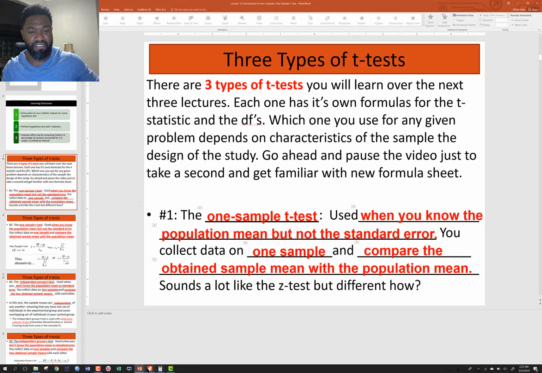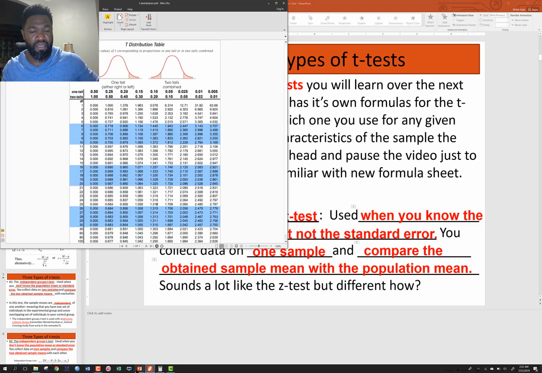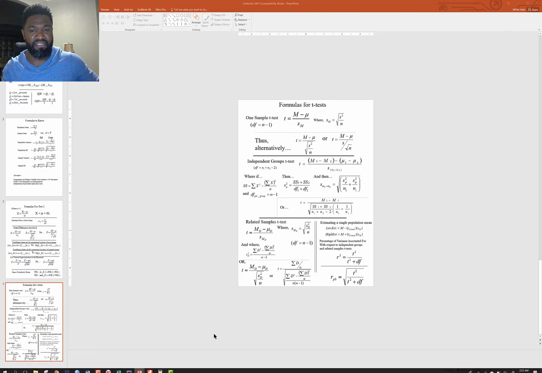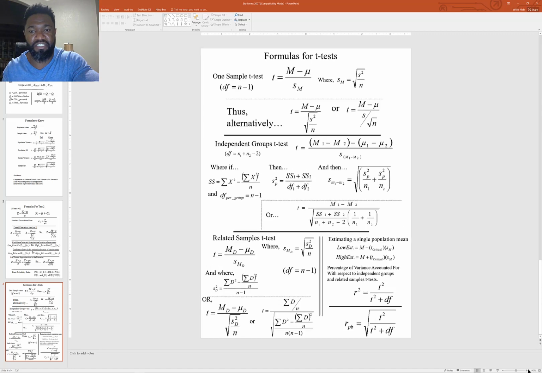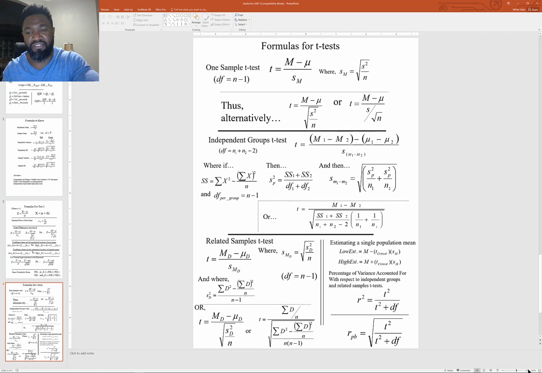So let me X out of here real quick. Not that thing, but this thing, okay? And we're going to zoom in on this puppy. This is your new best friend for at least the next 3 lectures. This is the t-test formula sheet, and each black line separates them. So there's 1, 2, 3 separate formulas for t, depending on what type of t-test you're doing.